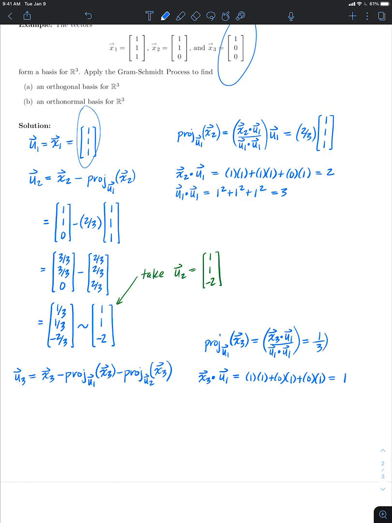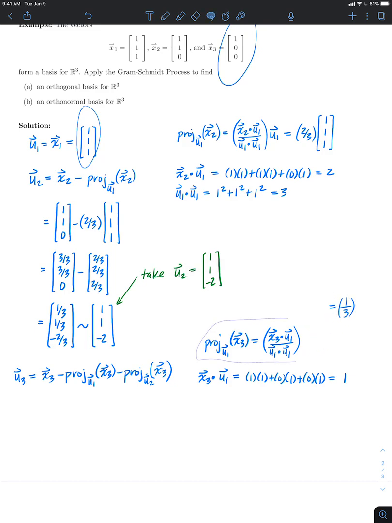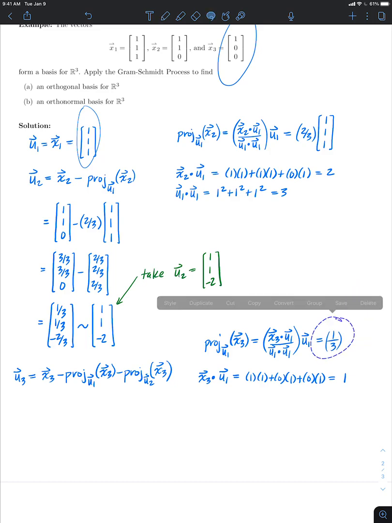So we get 1/3 times, oops, I'm missing something here. When I wrote down the projection, this isn't the whole story. I just did the fraction where you get the scalar. That's the scalar portion, but we still had to multiply that onto the vector u1. So I beg your pardon. That should be equal to 1/3 times u1. So what was u1? It was the vector 1, 1, 1. Okay, so that is our projection of x3 onto u1.